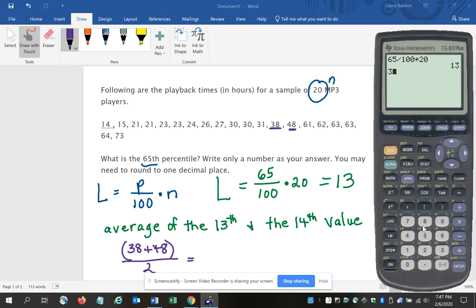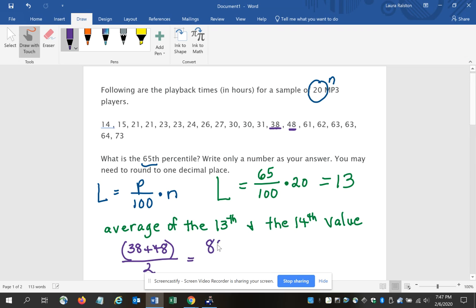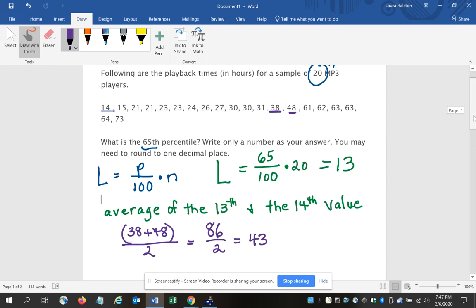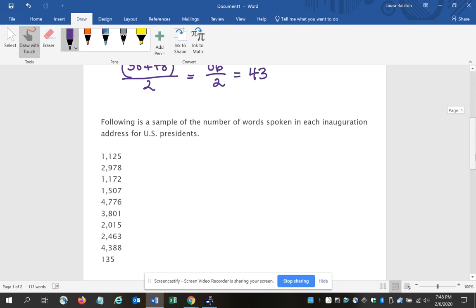So we have 38 plus 48. We're going to find out that value. That's 86. So we have 86 divided by 2, which would be 43. So 43 is the 65th percentile for this particular sample of MP3 players. Okay, so let's look at another one.